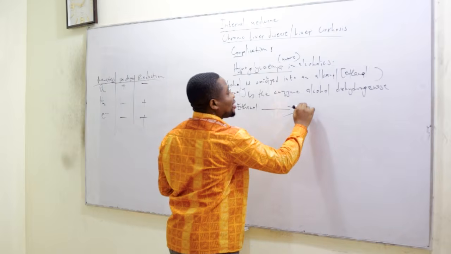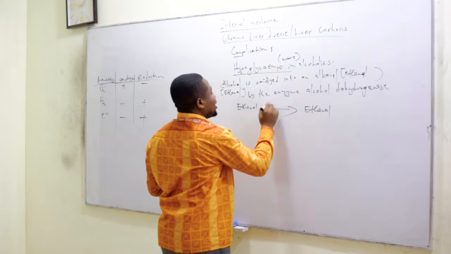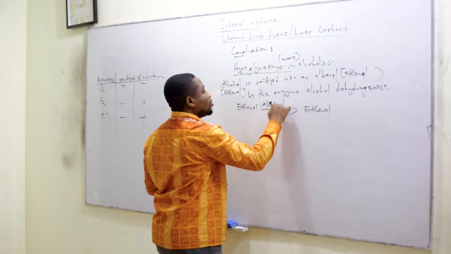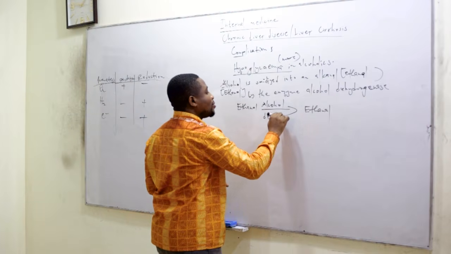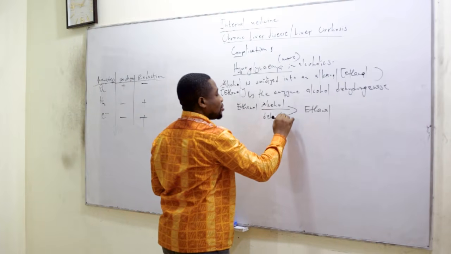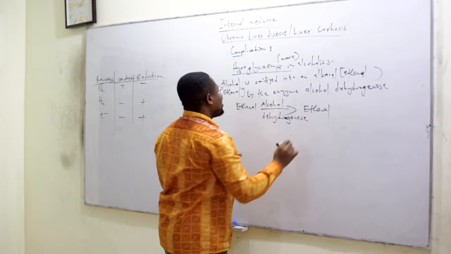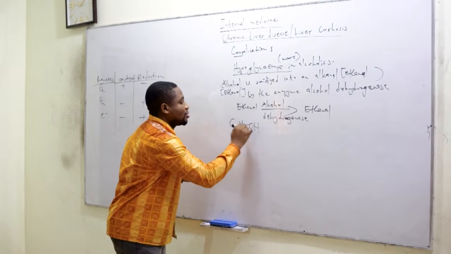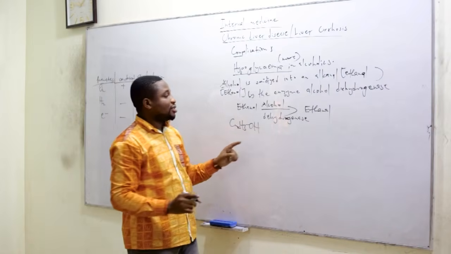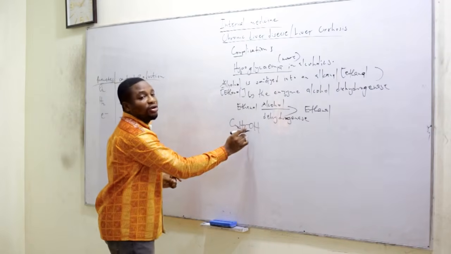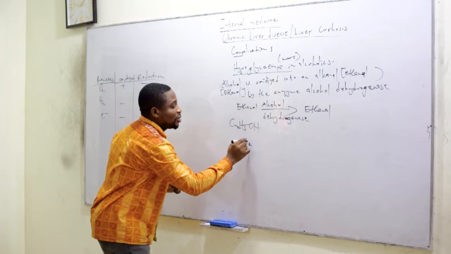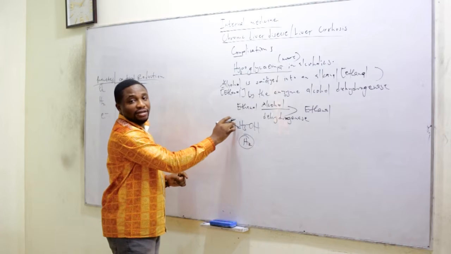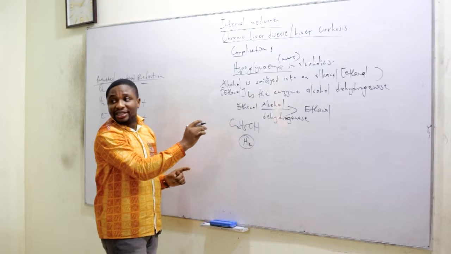ethanol, here we are going to have alcohol dehydrogenase. And you ask yourself, what's the chemical formula? Ethanol is C2H5OH. Look at what's going to happen. 2 molecules of hydrogen are going to be removed from this. Are you following? Yes, sir.